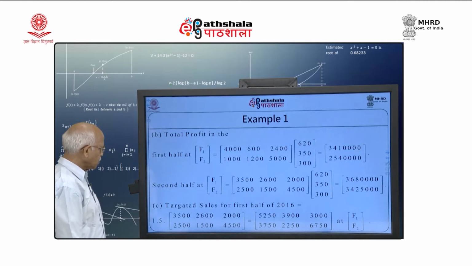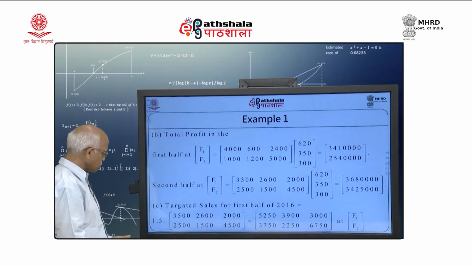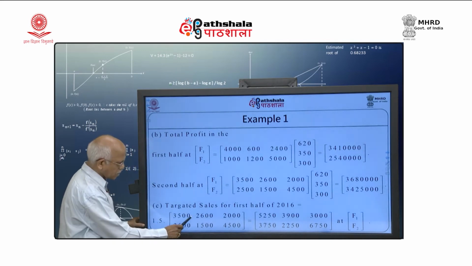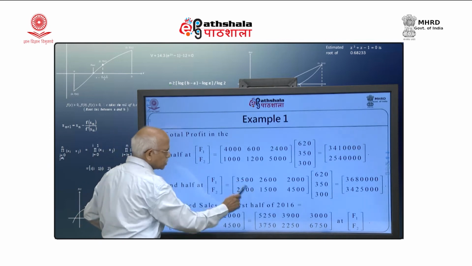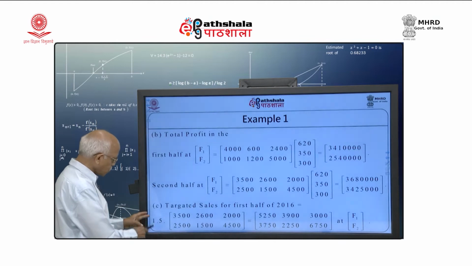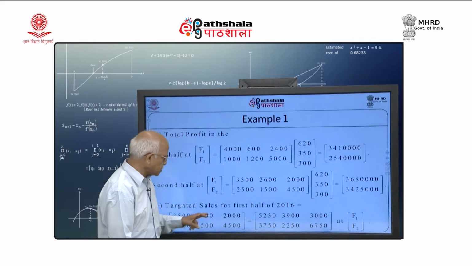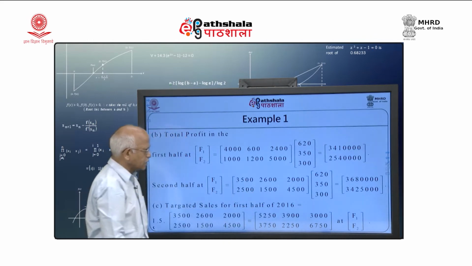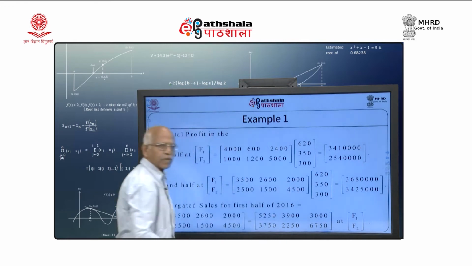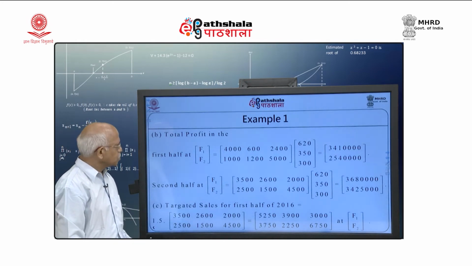Then the targeted sale for the first half of 2016 is 1.5 times the sale already done in the second half. The sale done in the second half is given by this matrix, so that matrix into 1.5. So, multiply element by element to each of them. 1.5 times 3500 is 5250, 1.5 times 2600 is 3900, and like that I will get the rest. So, these are my targeted figures for the sofas and chairs at factory outlet 1 and factory outlet 2. You can see that matrix operations will be used in this manner.